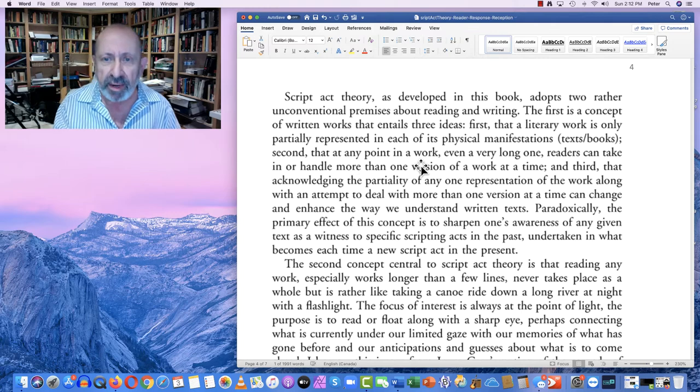The second, that at any point in a work, even a very long one, readers can take in or handle more than one version of a work at the same time. Meaning, when we read a text, we can be aware of ambiguities, that something could be either sarcastic or not sarcastic. We don't have to reduce the text to something very simple.